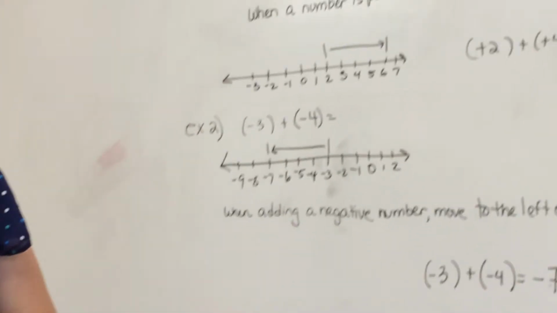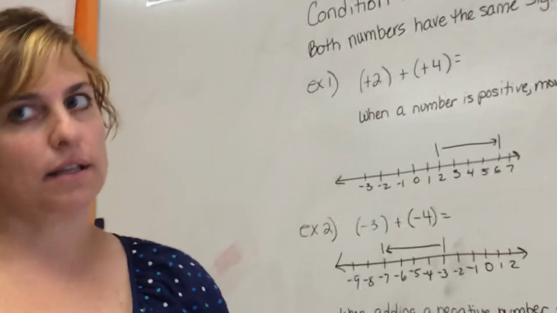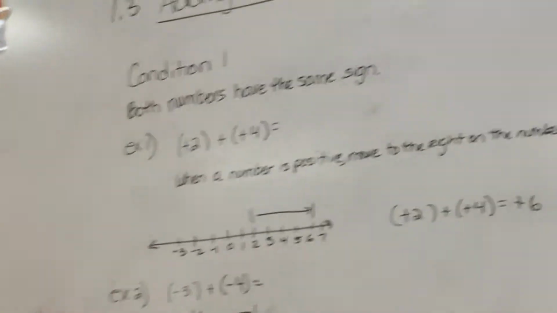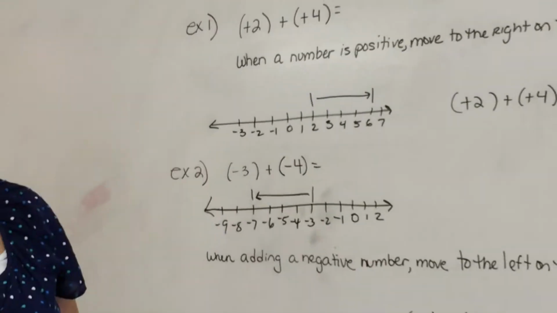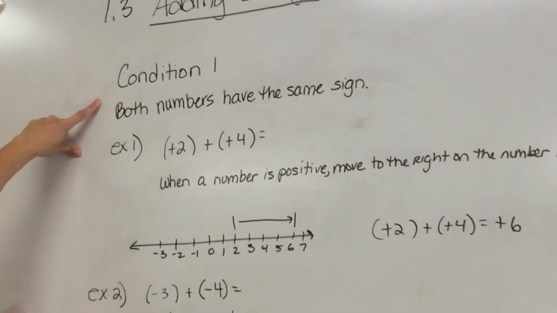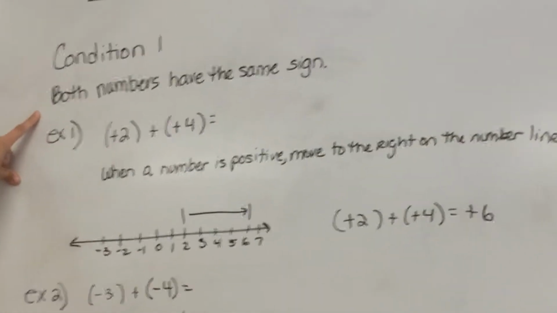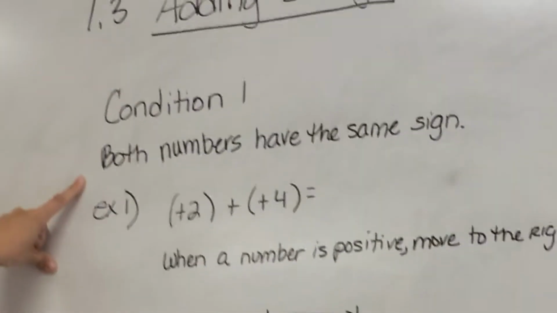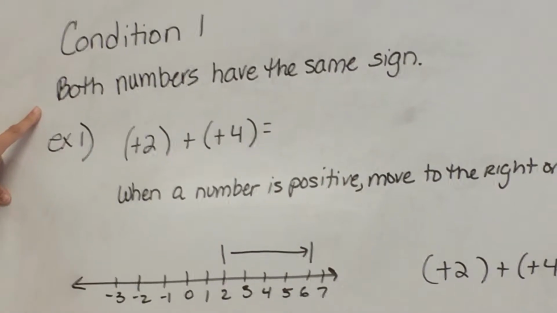So adding integers. We're only going to be adding two numbers. We're not going to be subtracting. That's next section. Okay, so when you add integers, some of them might be positive and some of them might be negative. So there are two conditions, okay? Condition one is that both numbers have the same sign. The first examples we're going to look at are with number lines, and I'm going to show you what to do with a number line.